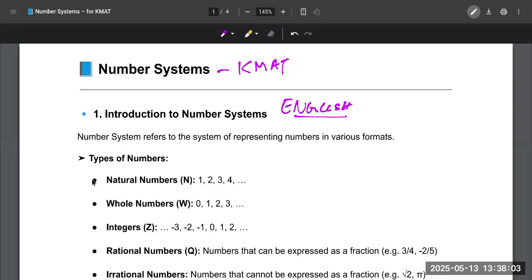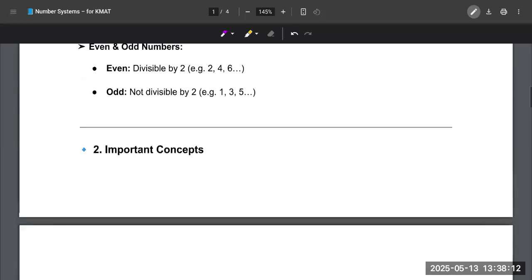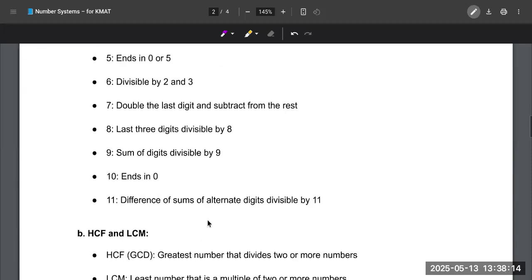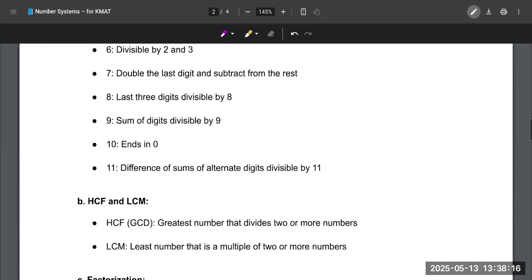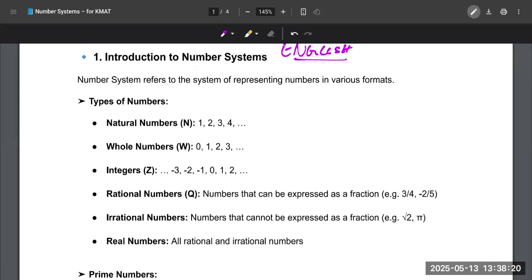Yes, number system refers to the system of representing numbers in various formats. From this topic, they can ask quite a lot of questions. So there are different types of number systems.